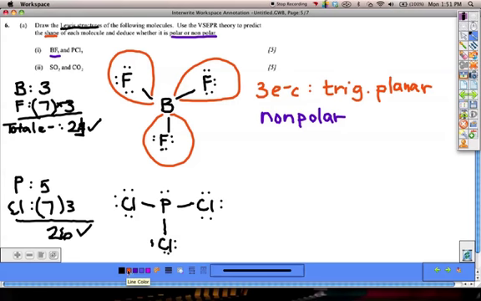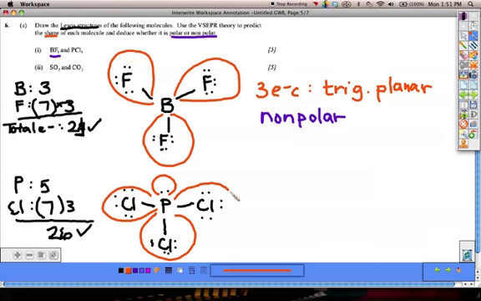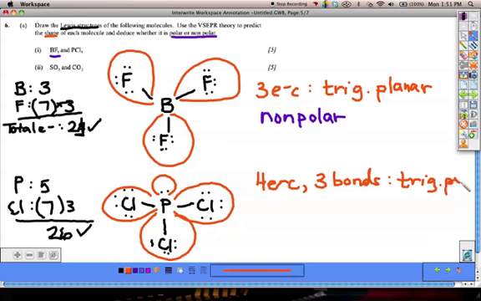So now I can move on to my second part of the problem, which is to identify the shape. And I have 1, 2, 3, 4 electron clouds, and only 3 of them are bonds, which means I have trigonal pyramid. Because of this unbonded pair of electrons there, I am absolutely going to be polar.